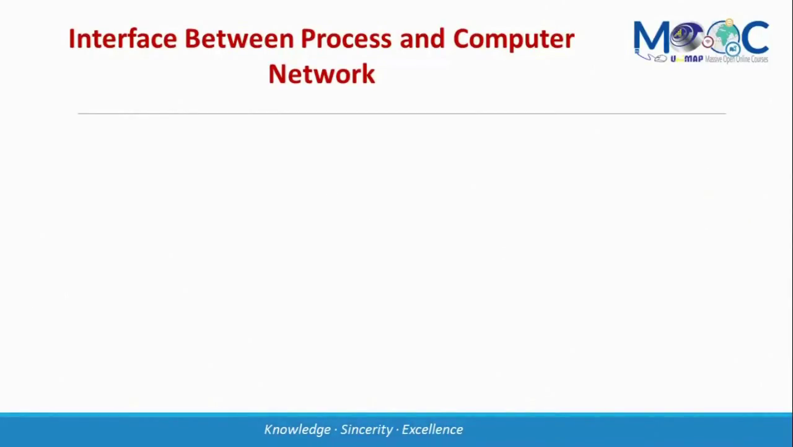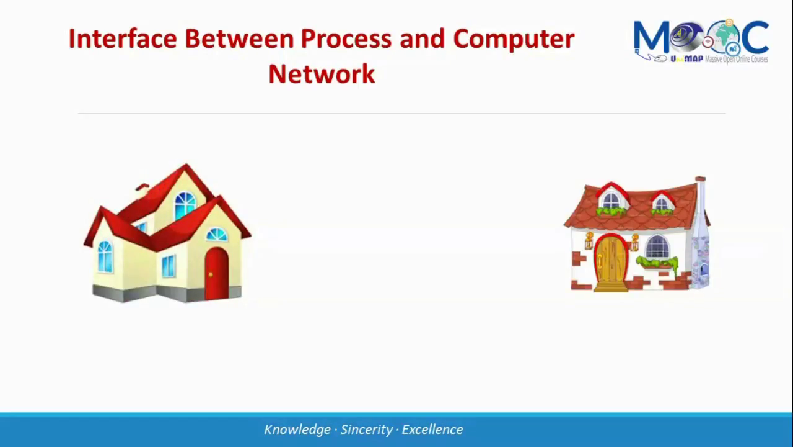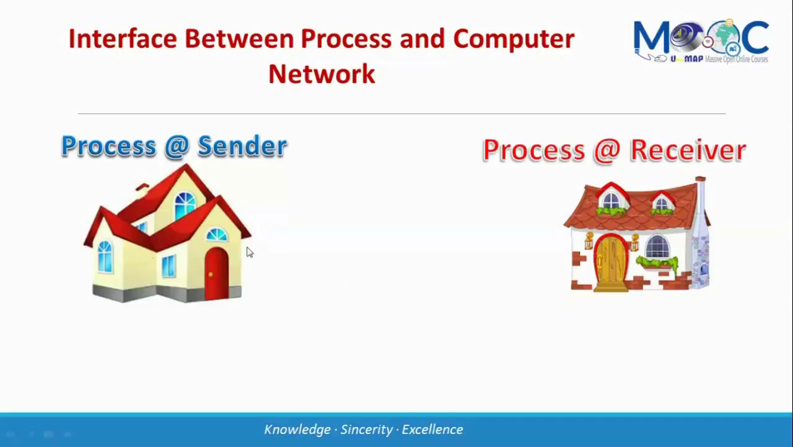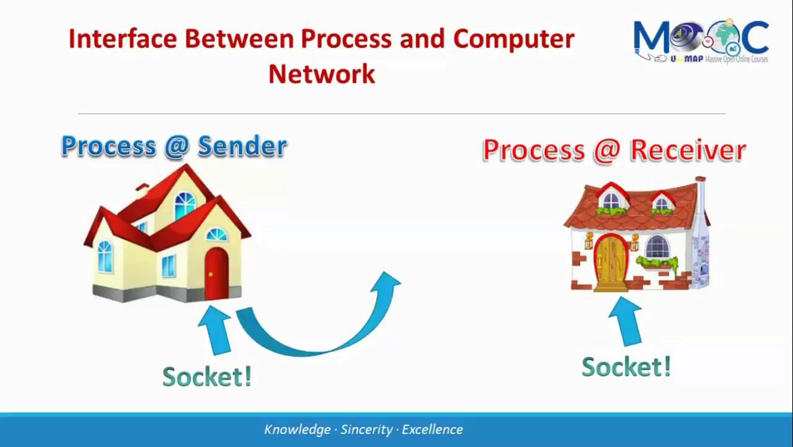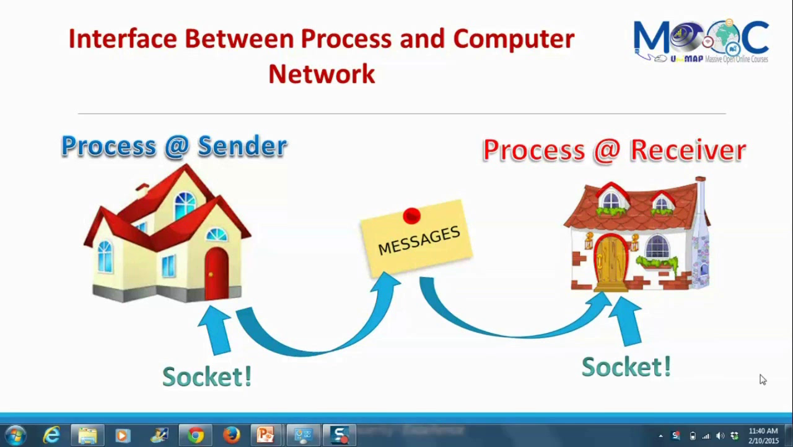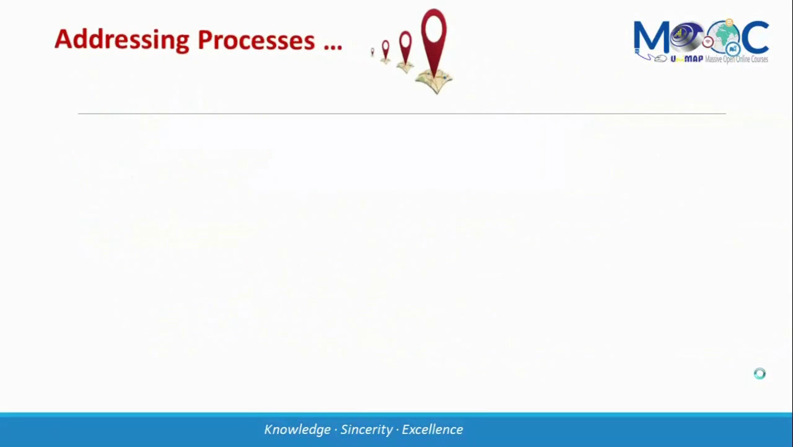Let's consider an analogy to help us understand this concept of socket. Consider these two houses, one for the sender and the other for the receiver. These houses can be used to represent the processes, while the door of each house can be used to represent the socket. When a process on the sender side wants to send a message to another process on the receiver side, it will push the message out of its socket, which is the door. The message that arrives at the destination host will also pass through the receiving socket. That is about the interface.